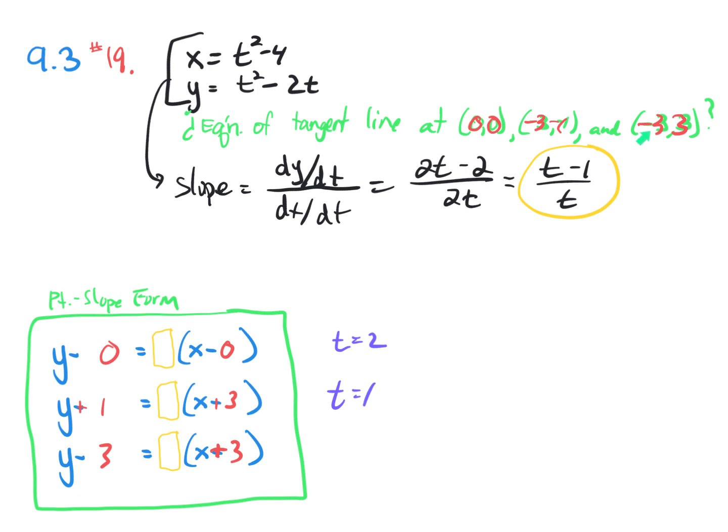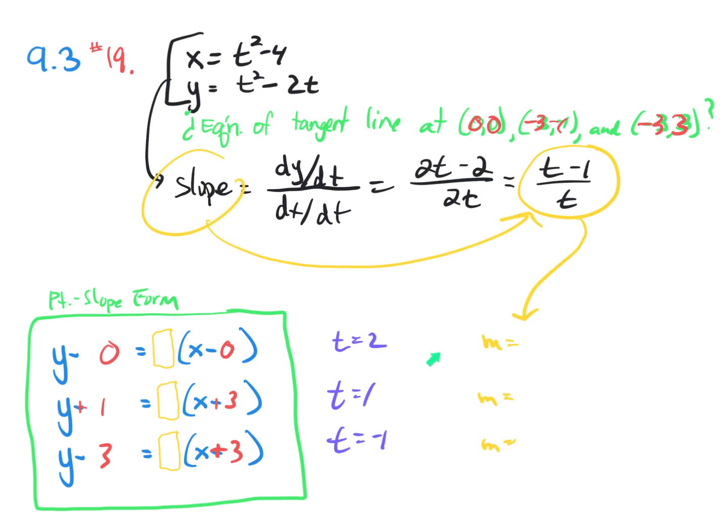And how about for this one? If t was a negative 1, negative 1 squared minus 4 is still negative 3. And negative 1 squared is 1 minus a negative 2, which gives us 1 plus 2, which is positive 3. So the t value there is negative 1. All right, and from there, we can get our slopes that we need to finish this problem.